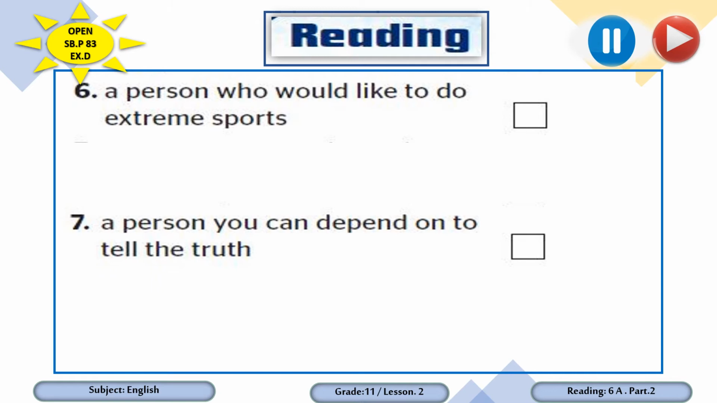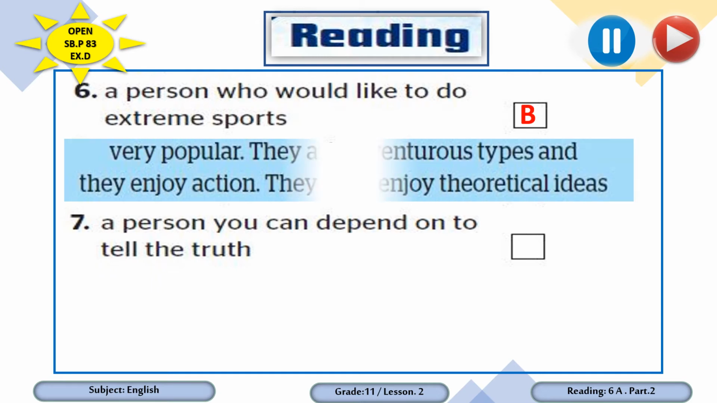A person who would like to do extreme sports belongs to. Fantastic. B, the free spirits. It has been mentioned here that free spirits are adventurous types and that they enjoy action. They don't enjoy theoretical ideas. Excellent. Number 7, a person you can depend on to tell the truth belongs to.